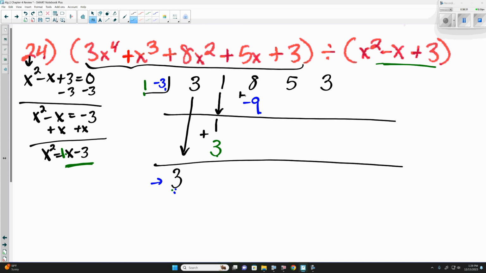So it's negative 1. 1 plus 3, 4. 8 plus negative 9, negative 1.